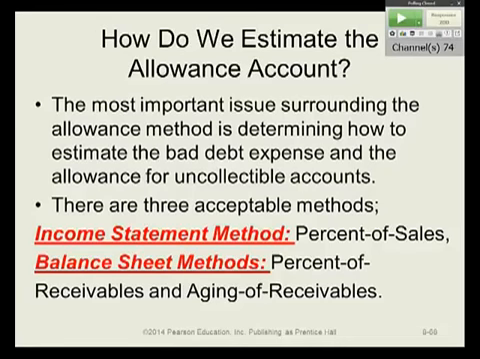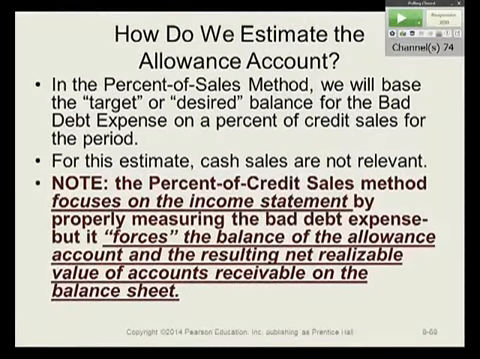So when we take a look at these different methods, the theory or the logic behind them is that we have income statement approaches and we have balance sheet approaches. The income statement approach is the percentage of sales. The percentage of sales comes up with a target expense. I know what my expense has to be, and I don't really care too much about the allowance account and the net realizable value. So I take a flat percentage of sales, I debit bad debt expense and credit the allowance for that flat percentage, but whatever happens in the allowance account and the net realizable value is kind of forced. So my focus is on the income statement with the balance sheet kind of falling out.